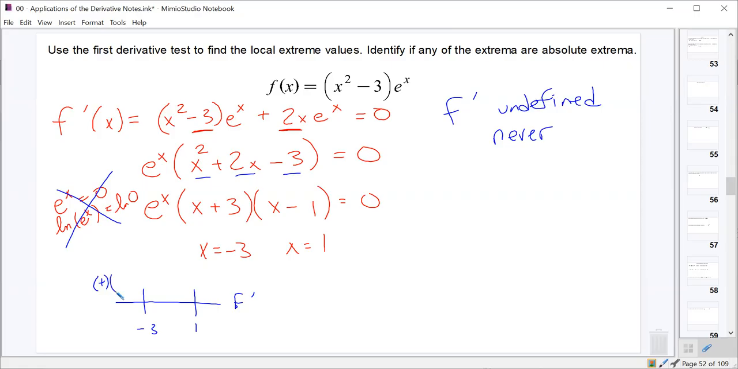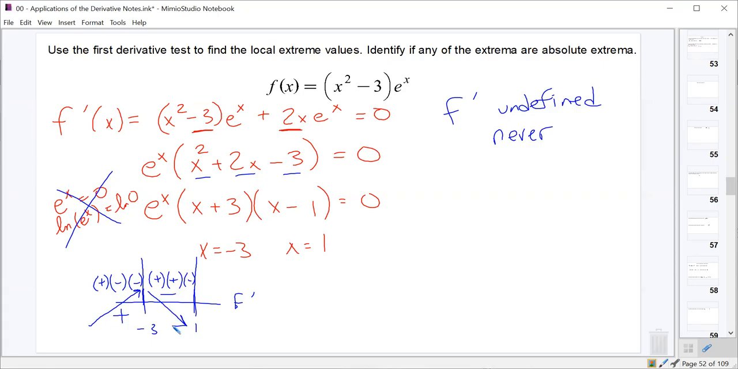And x plus 3, well, that's negative 1,000,000 plus 3, that's a negative. And negative 1,000,000 minus 1 is a negative, which means we end up with a positive, which means our function increases. An easy number between negative 3 and 1 to plug in would be 0. E to the 0 is a positive 1. 0 plus 3 is positive, and 0 minus 1 is negative. A positive times a negative gives you a negative, and the function decreases.